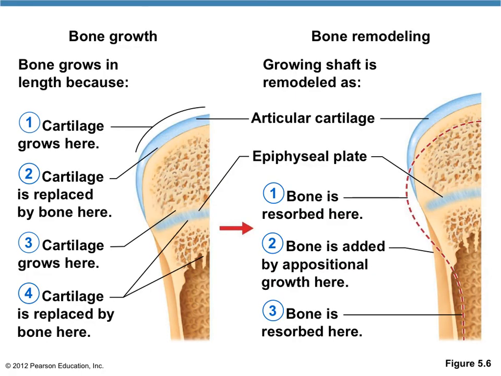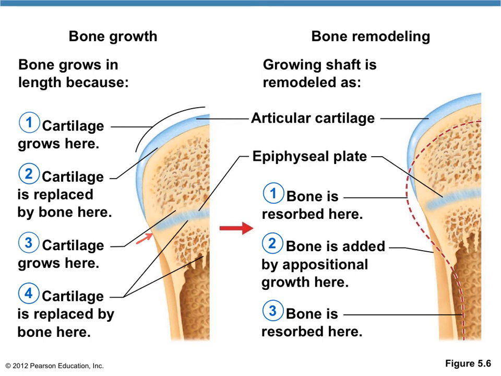There are a couple differences between bone growth and bone remodeling. Bone grows in length because cartilage can grow on the ends of bones, and cartilage can be replaced by bone, lengthening the bone. Cartilage can also grow at the epiphyseal plate, and that can cause the bone to grow longer when it's replaced by bone.